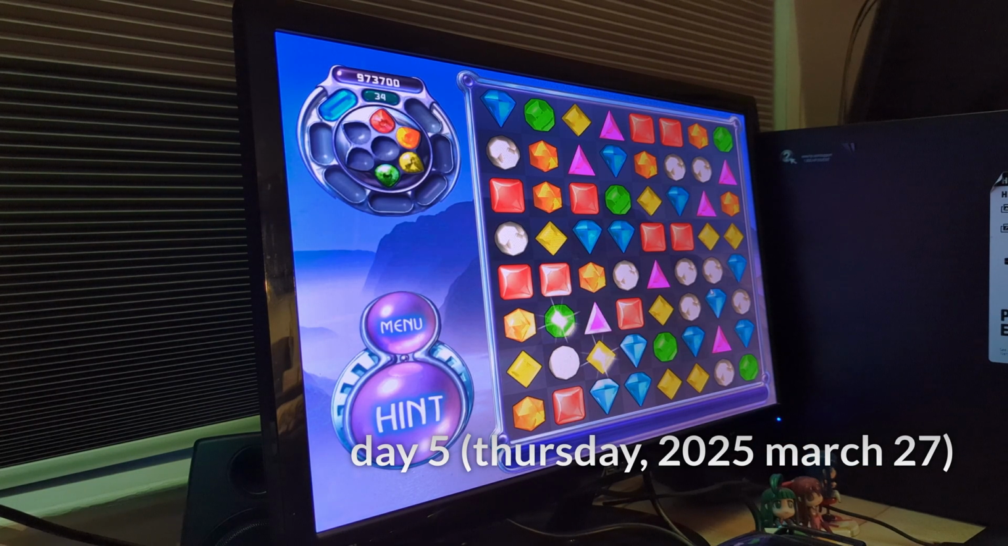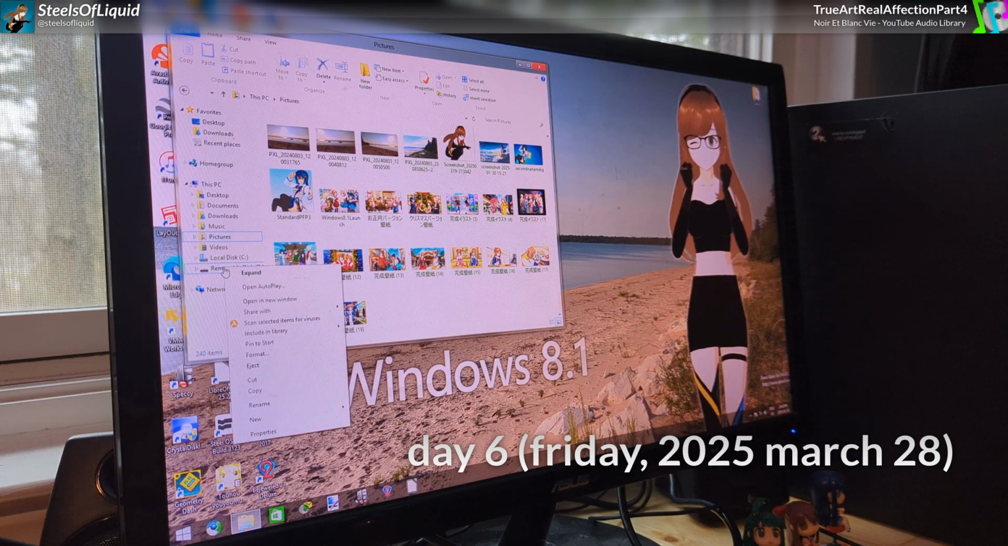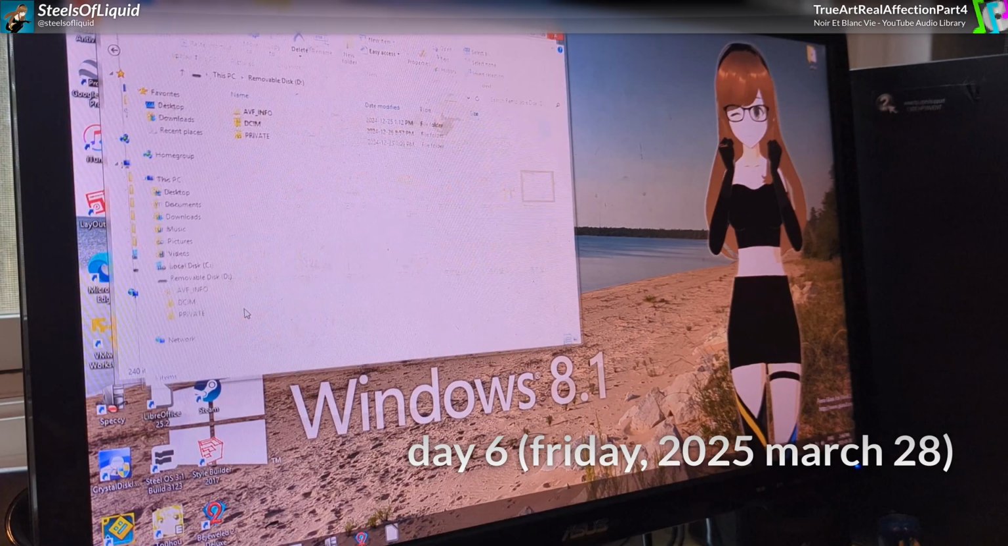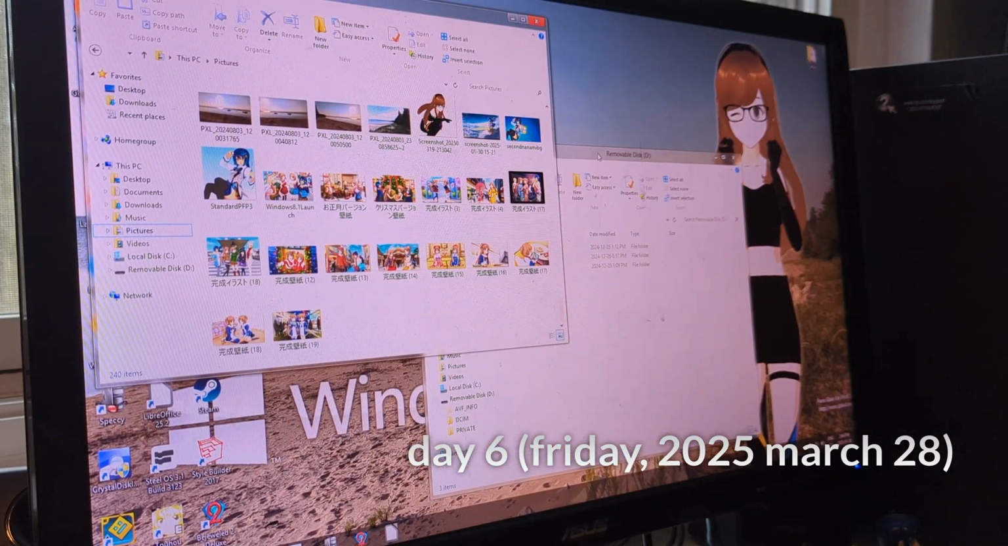The game that I decided to play was Bejeweled 2, and unfortunately this game night that I wanted to do wasn't as illustrious as I desired. And that brings us to day 6, where the only footage I got was of me transferring photos over from my camera to the PC.